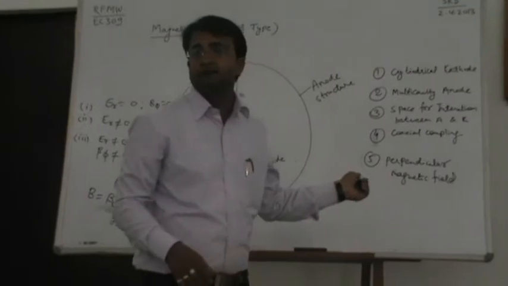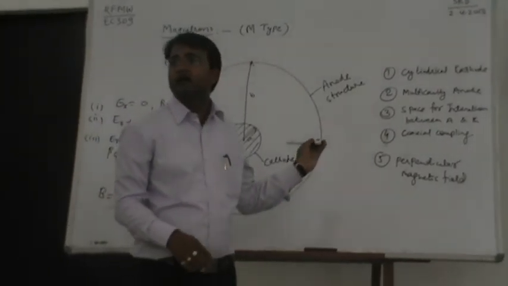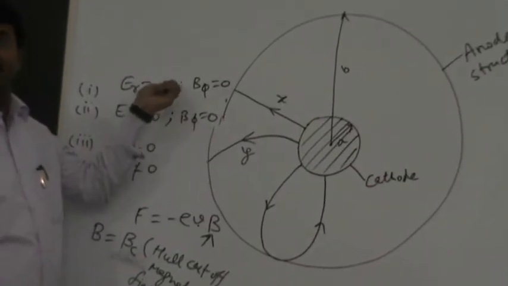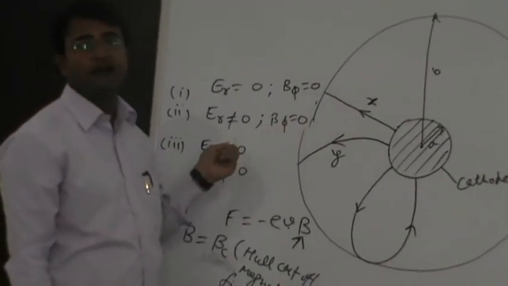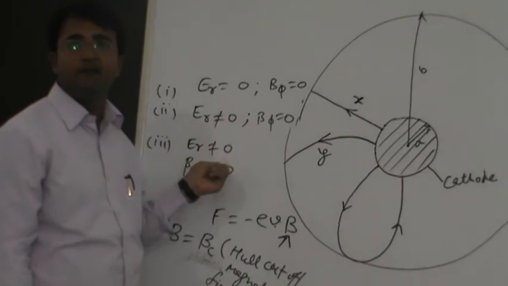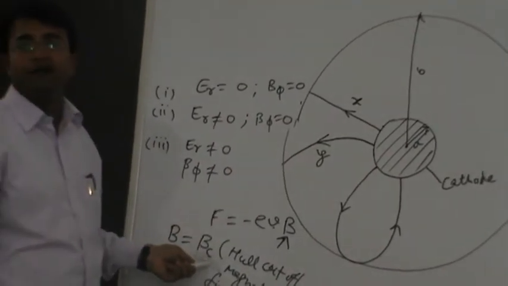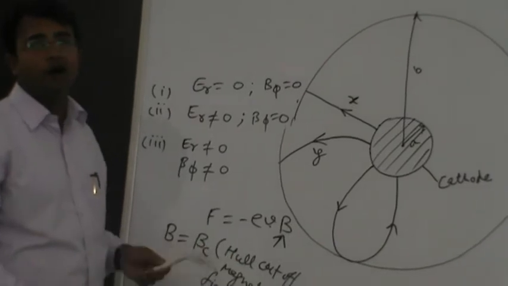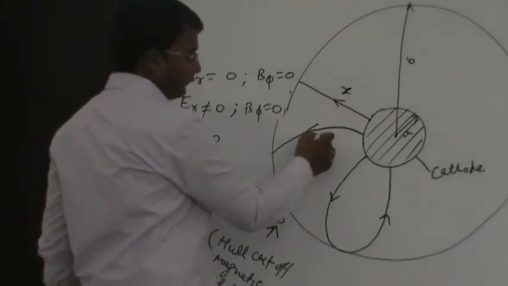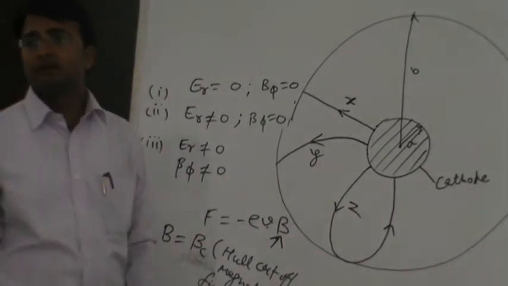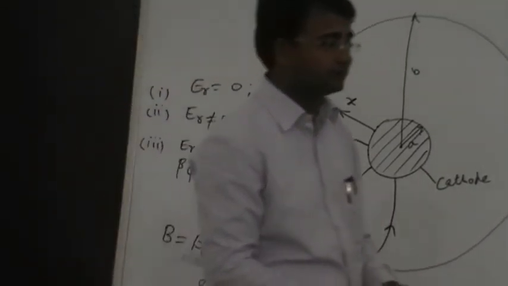Is it clear? Fine. The electron trajectory with the effect of electric field, the electron trajectory with the effect of electric field and magnetic field both, and the electron trajectory at a critical value of magnetic field, which is the Hull cutoff magnetic field, how will it change? The path will be X, Y or Z. Fine?